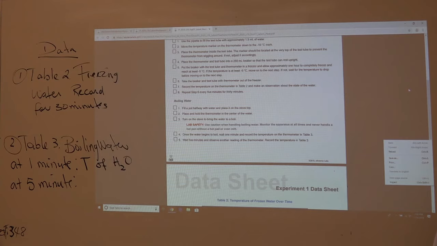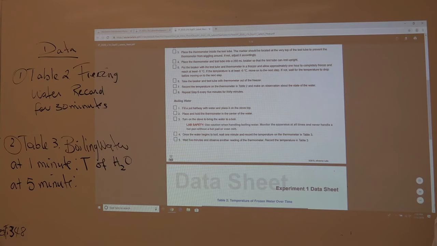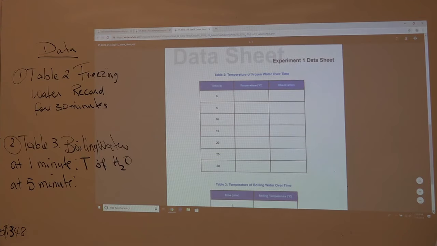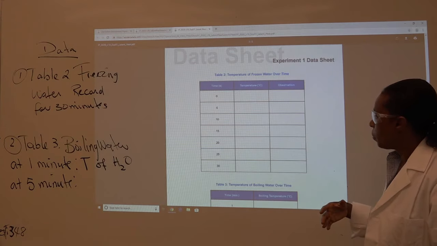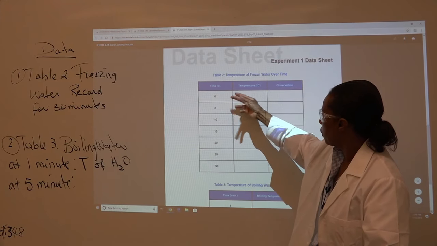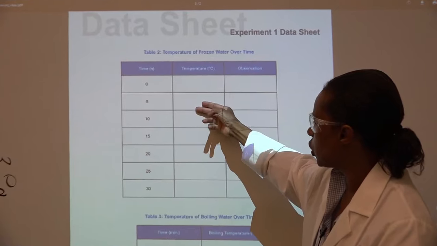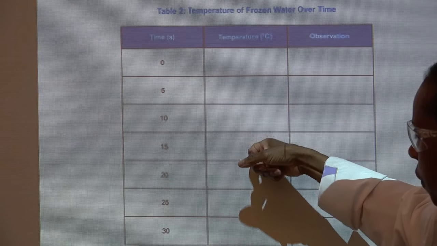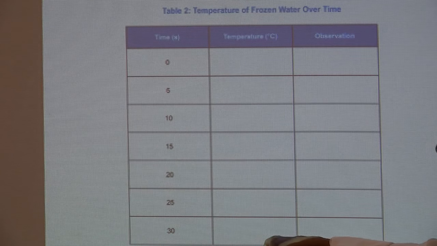And that table would be table 2 for you. Actually, table 1, sorry, the experiment 1 data sheet. So you have table 2, the temperature of your frozen water. Over a period of time, you want to make sure that you record the temperature at 0 time, what's the temperature, observation. Then you start in 5, what's the observation, 10, 15, 20, 25, and until you get to 30.